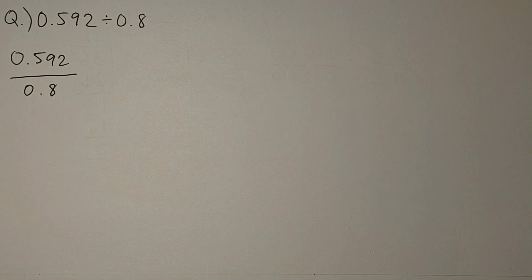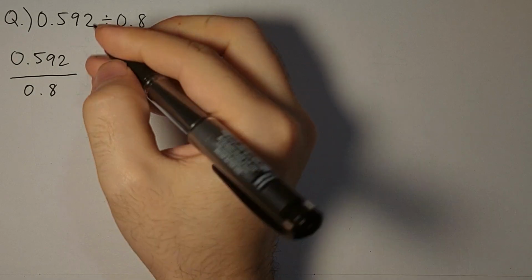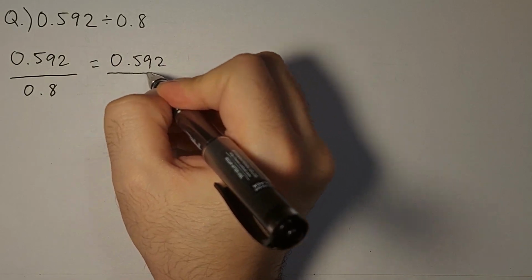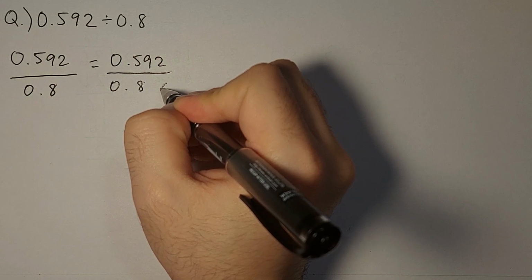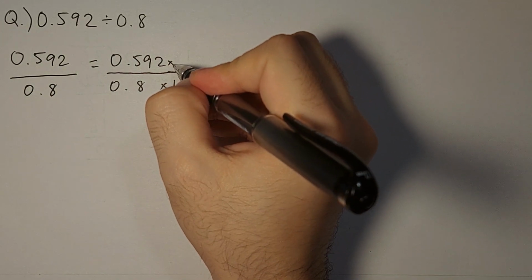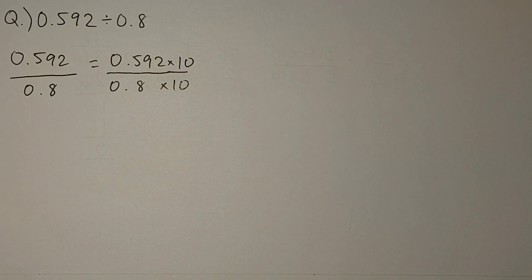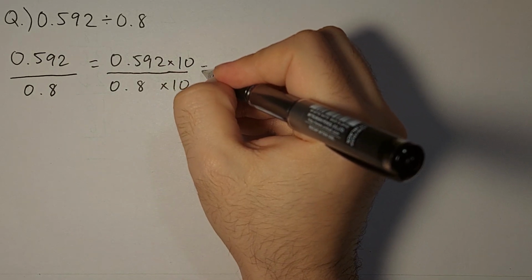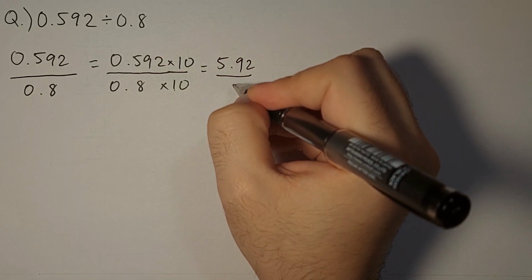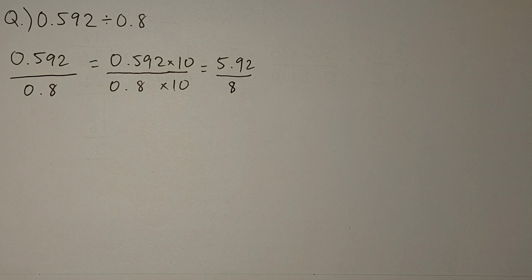If we multiply 0.8 with 10, we get 8. And because when dividing decimal numbers, whatever changes we make to the denominator, we have to make the same changes to the numerator. I'm going to multiply 0.8 by 10, and I'm going to do the same for the numerator. This gives us 5.92 divided by 8.